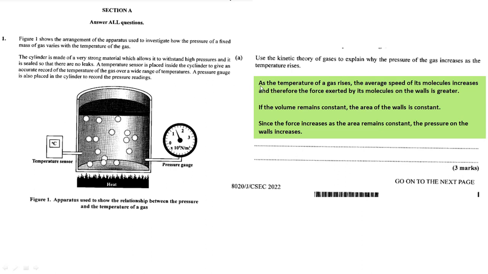So as the temperature of a gas rises, the average speed of its molecules increases, and therefore the force exerted by its molecules on the walls is greater. If the volume remains constant, the area of the walls is constant. Since the force increases as the area remains constant, the pressure on the walls would increase. So the question was use the kinetic theory of gases to explain why the pressure of the gas increases as the temperature rises, and this is exactly why. Okay.